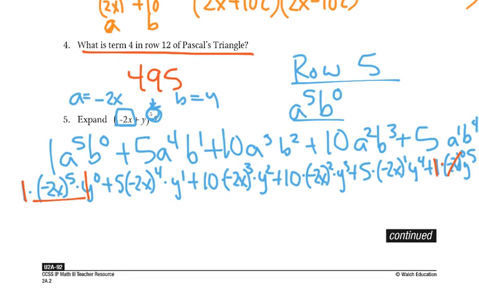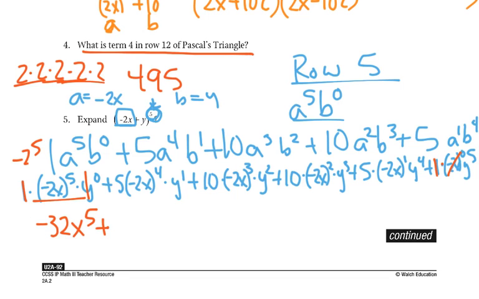So, we start out with negative 2 to the 5th, which I believe would be negative 32, x to the 5th, right? 2 times 2 times 2 times 2 times 2. If they're negatives, there's 5 of them, so it stays negative. 4, 8, 16, 32, yeah. Plus, now negative 2 to the 4th would be 16, right? Positive, because they're negative.